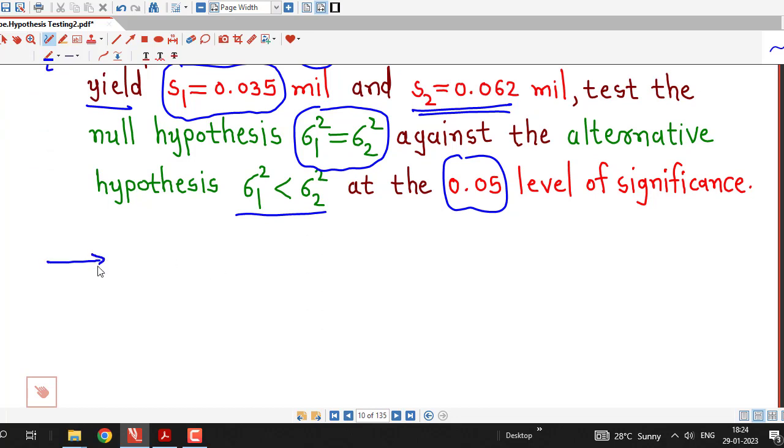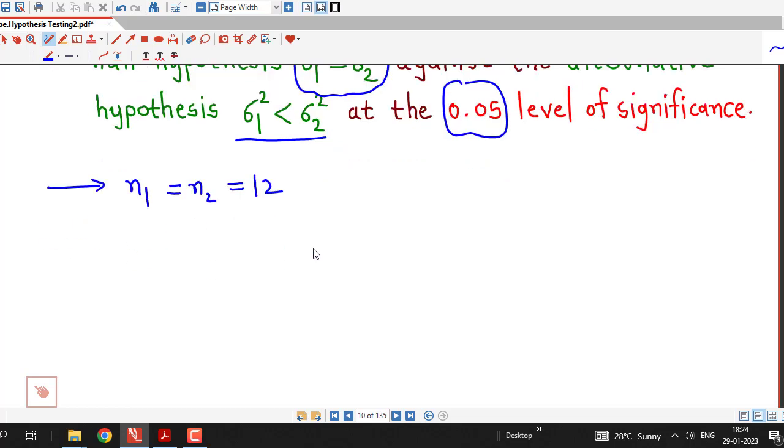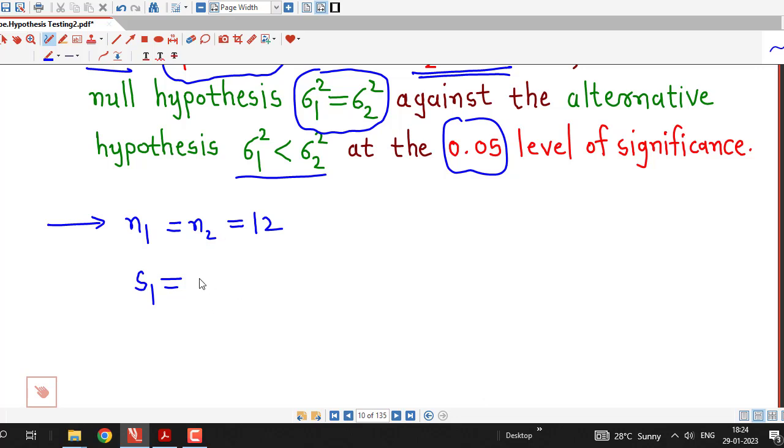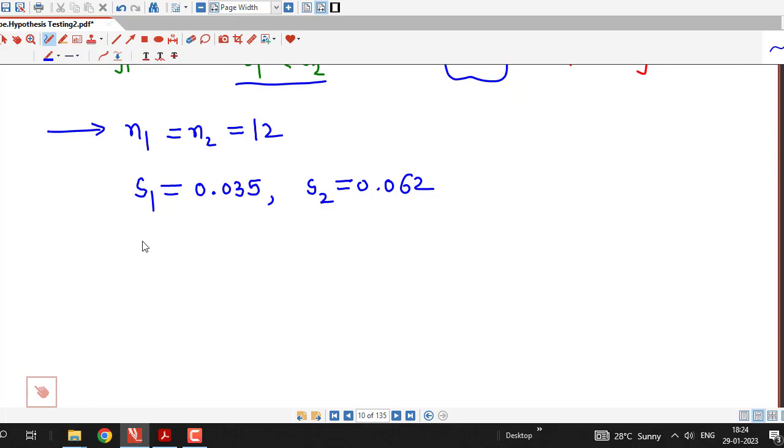So first we write down that sample sizes n1 and n2 are equal to 12, and we are given values of sample standard deviations. What is S1? S1 is 0.035 and S2 is 0.062. They have already set the null and alternative hypothesis. They are given in the question.